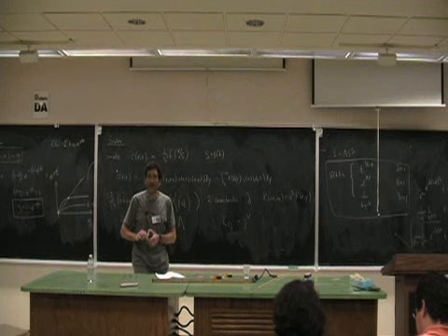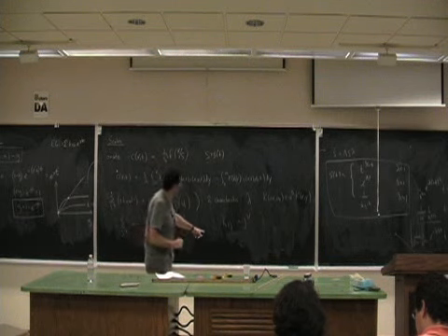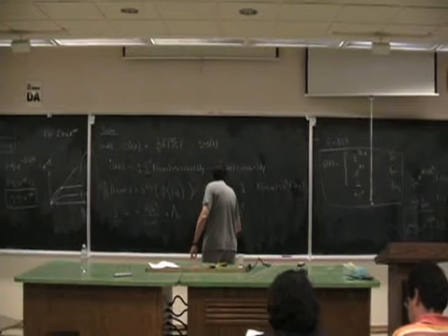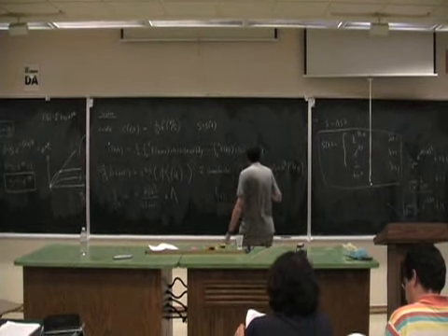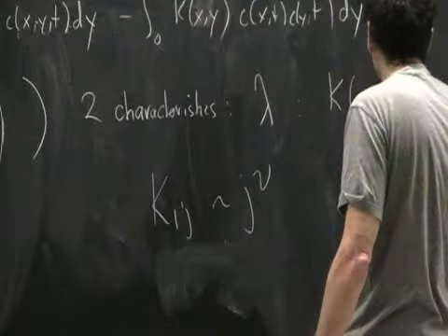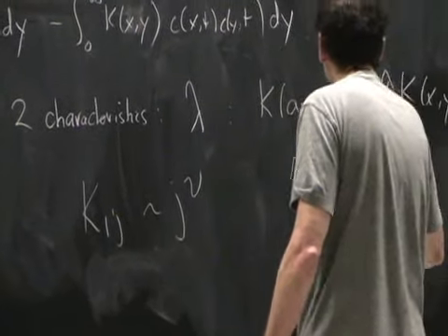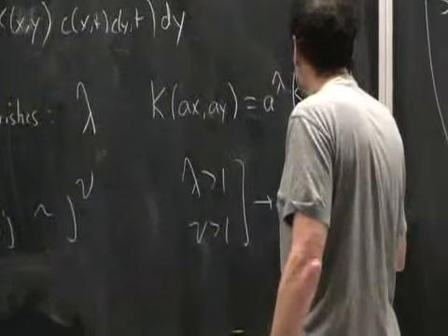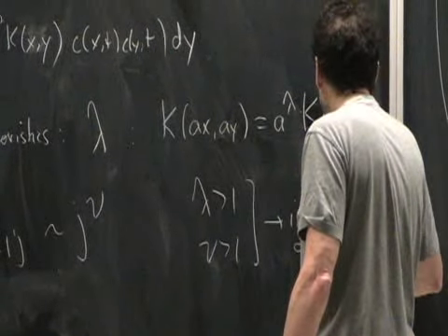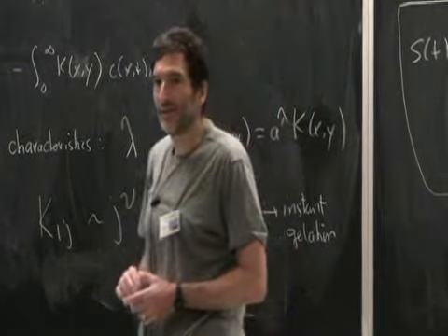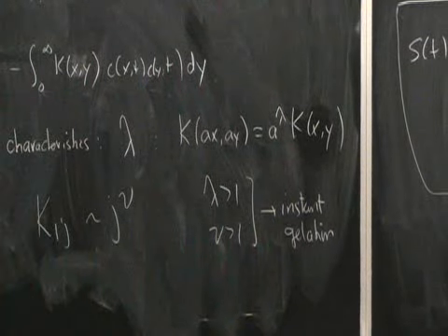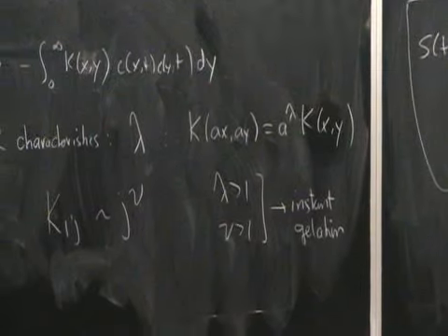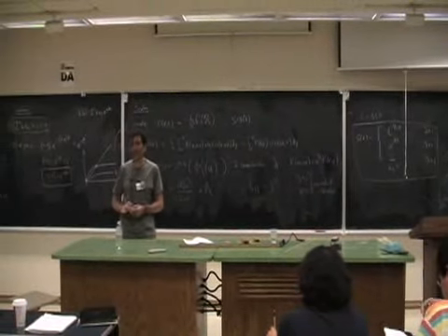When nu is bigger than 1? So if I have lambda larger than 1 and nu larger than 1, these two things give me instant gelation. So you wait infinitesimal time and you have an infinite cluster. And it's really pathological because it doesn't correspond to any physical system, but it's an interesting mathematical game just to investigate that asymptotics.